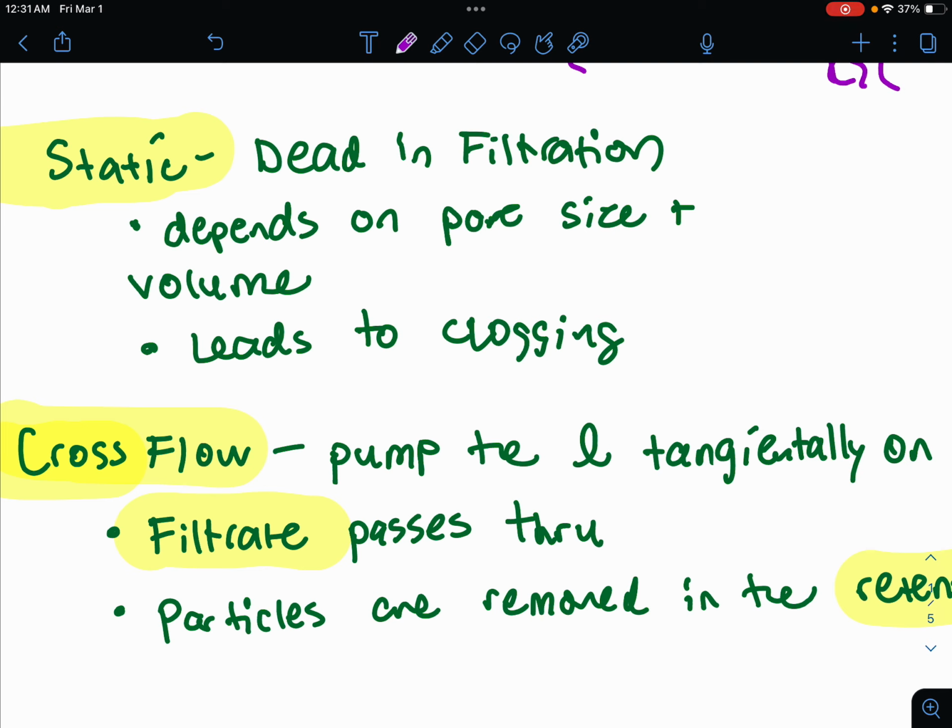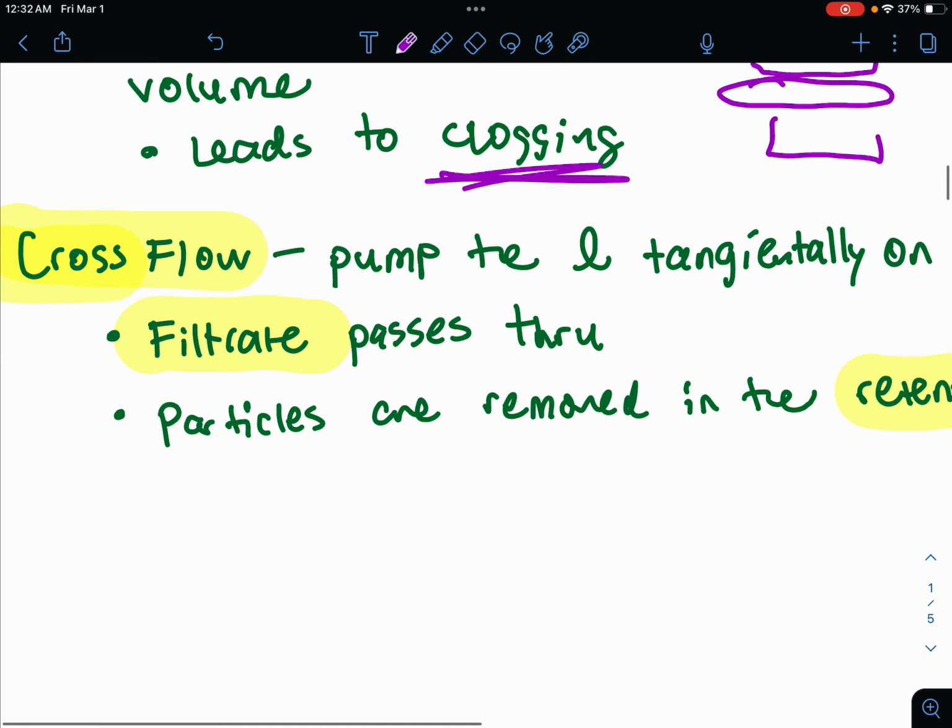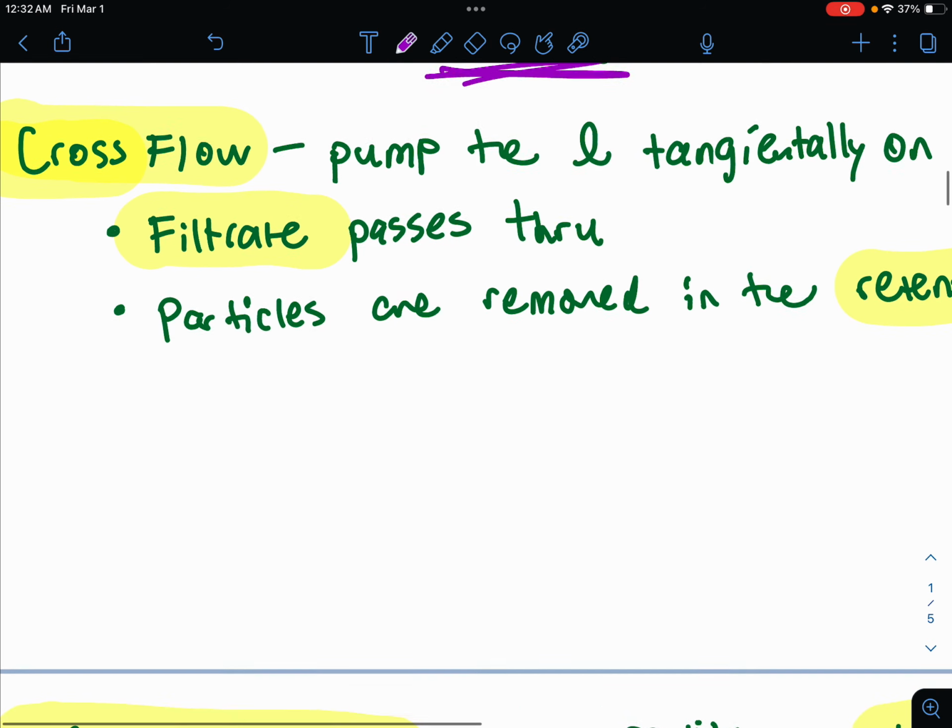Static will be dead-end filtration. You just have this weird-looking cup thing. You have the feed coming in, and you have a filter cake. Now, I remember in organic chemistry, that was really difficult, keeping the filter cake clean, making sure you're not tearing it when you're removing or adjusting it, all that stuff. You need to make a vacuum seal. That's going to be the static filtration, also known as dead-end. It depends on the pore size and the size of the particles. It might lead to clogging. Again, that was the problem that we had in organic chem when I took it at the community college.